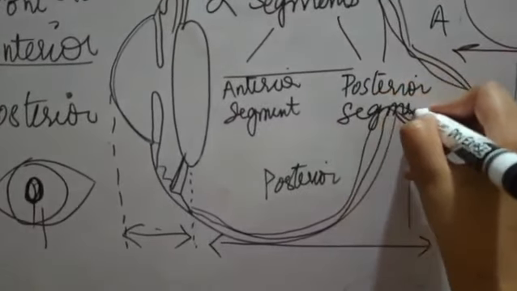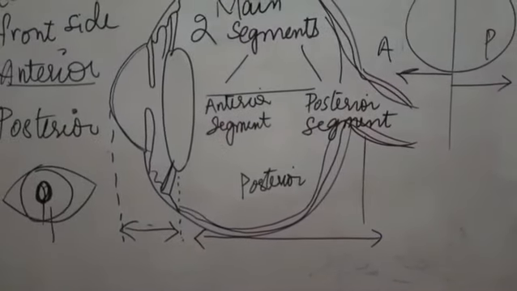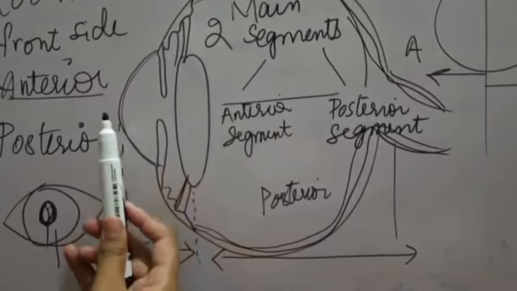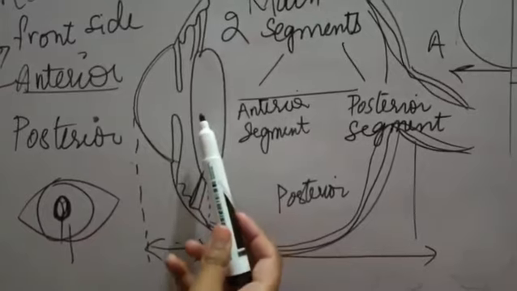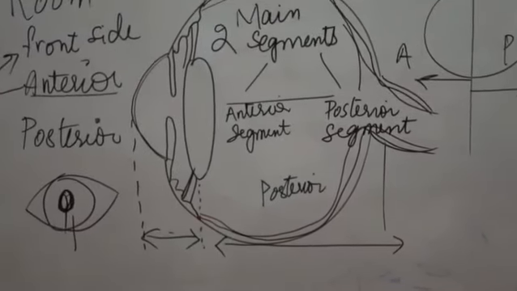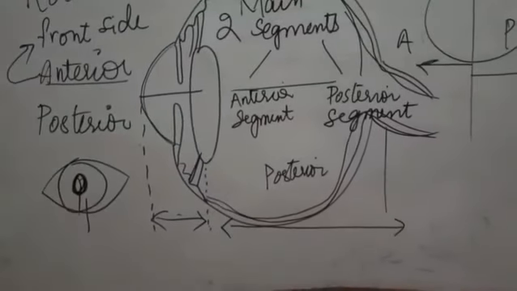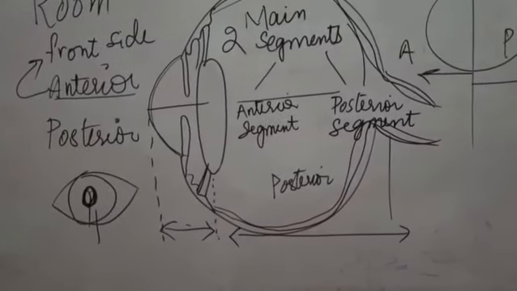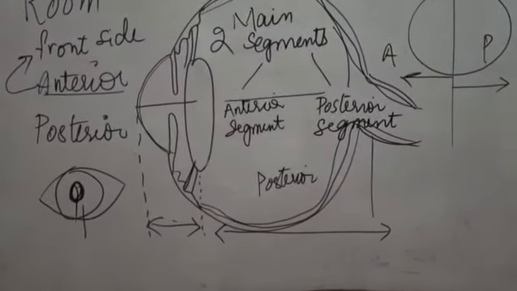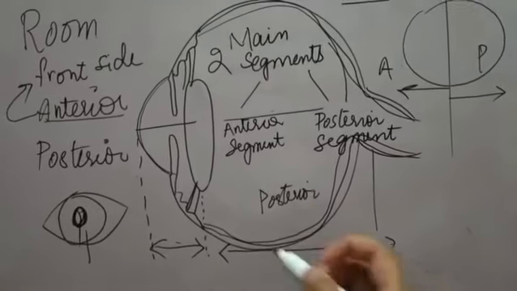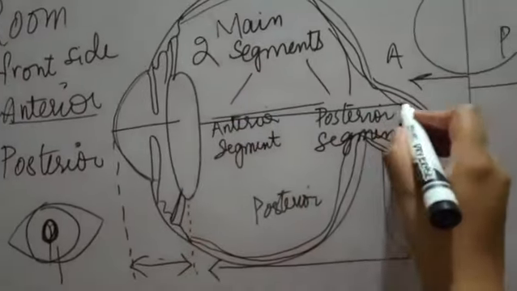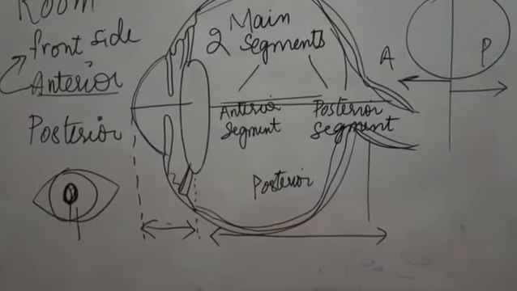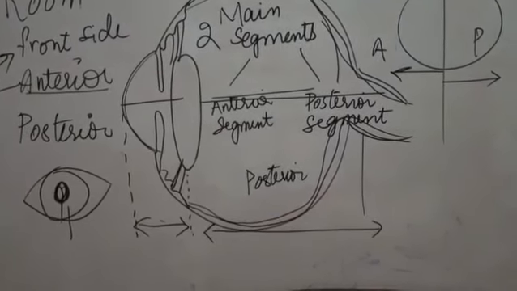Now, how can we define the anterior segment? The anterior segment is the portion of the eyeball that starts from the anterior surface of the cornea and ends at the anterior surface of the lens. So this whole space is the anterior segment, right? While the posterior segment is the area that starts from the posterior side of the lens and ends at the end of the eyeball. So this is the posterior segment, right? So a segment is the largest portion.